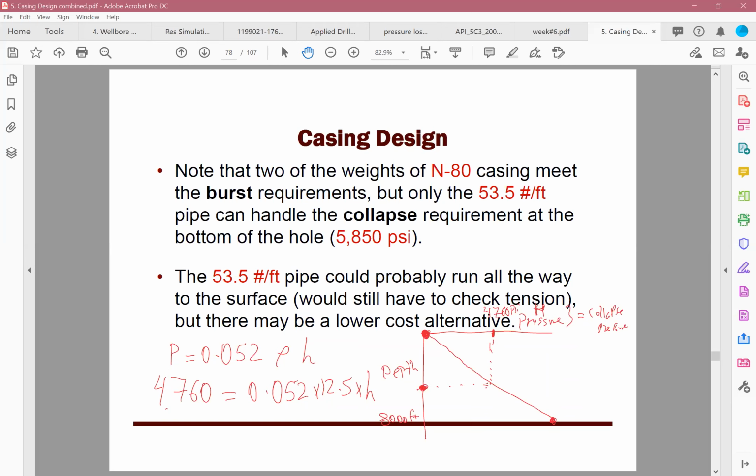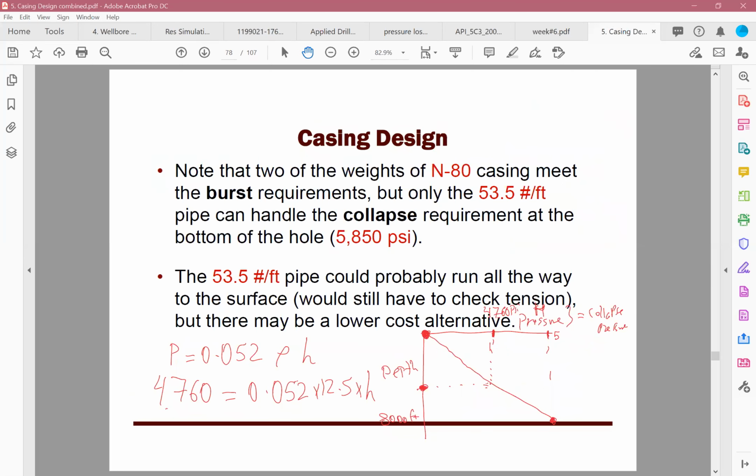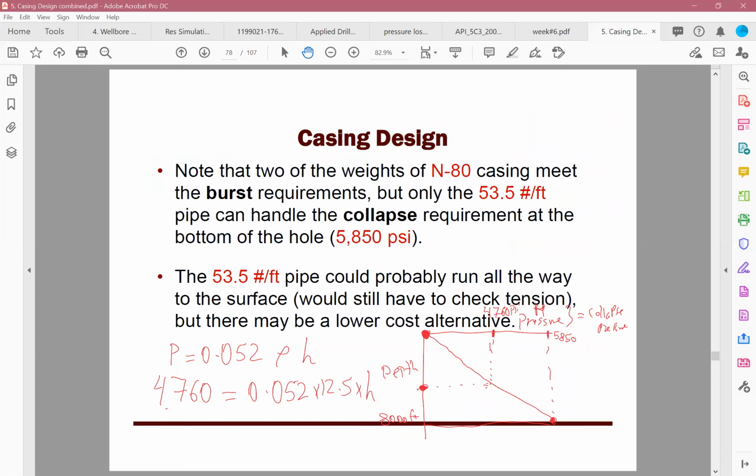So what is my depth? I should say that this pressure is how much? 5,850. Why? Because that is at 8,000 feet, the worst case scenario collapse pressure at the bottom of the wellbore. Okay, so if you do that, that doesn't work. I mean, that works, but you also have to consider your design factor. So you have to divide your collapse rating by your design factor first.